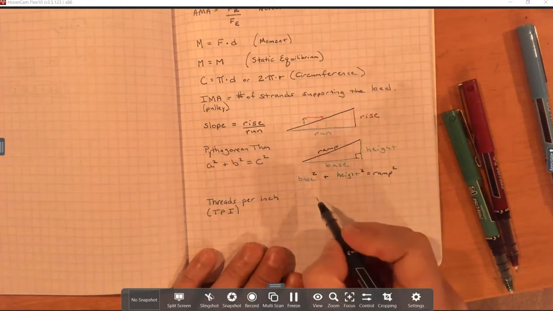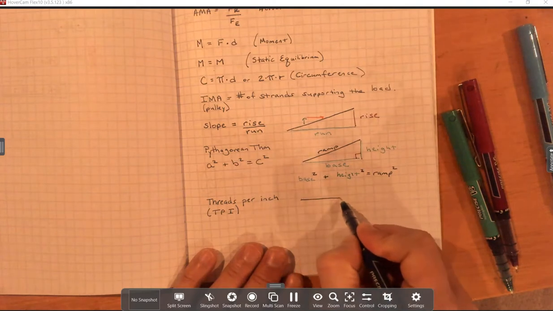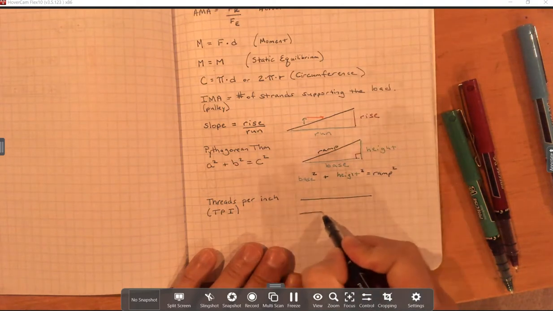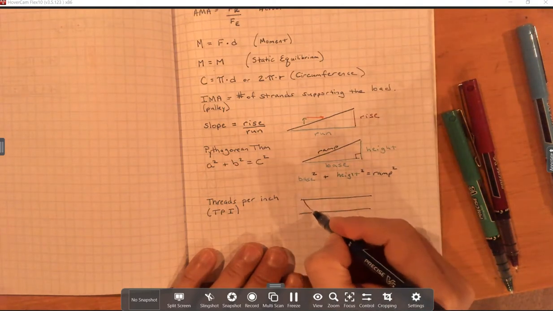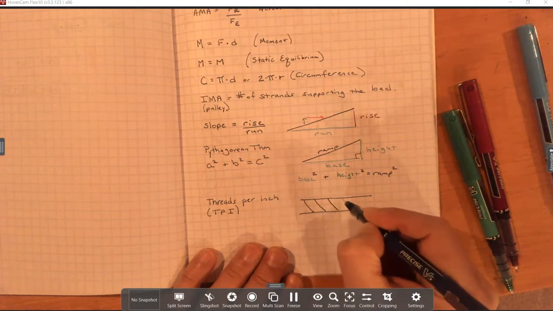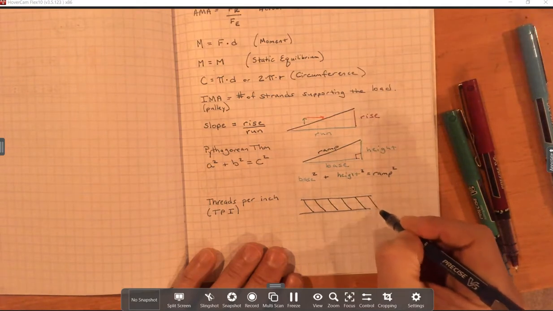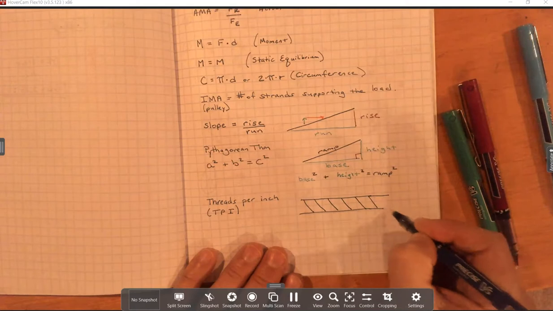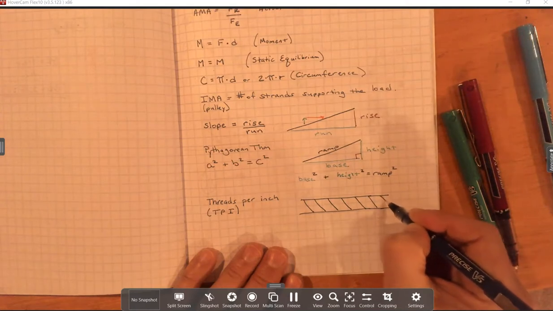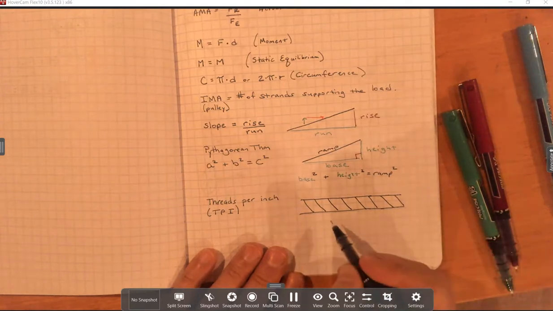So with a screw, you've got threads, right? Threads are really just an inclined plane that has been wrapped around a cylinder. In the end, it's going to be really important for us to compare two distances for the purposes of mechanical advantage and simple machine ideas.